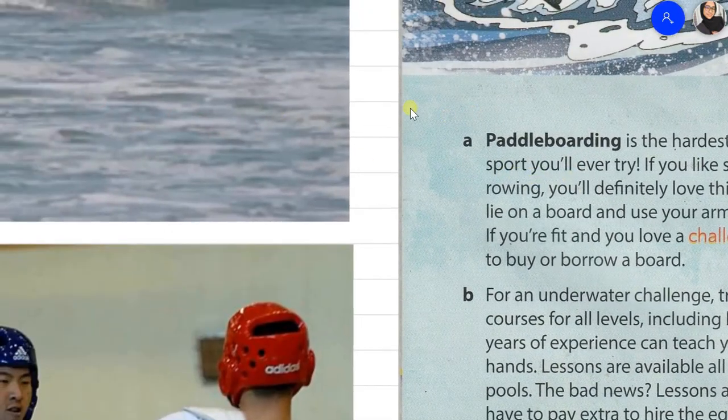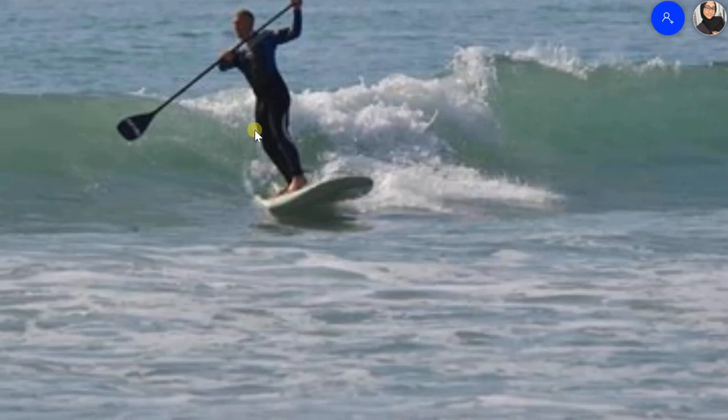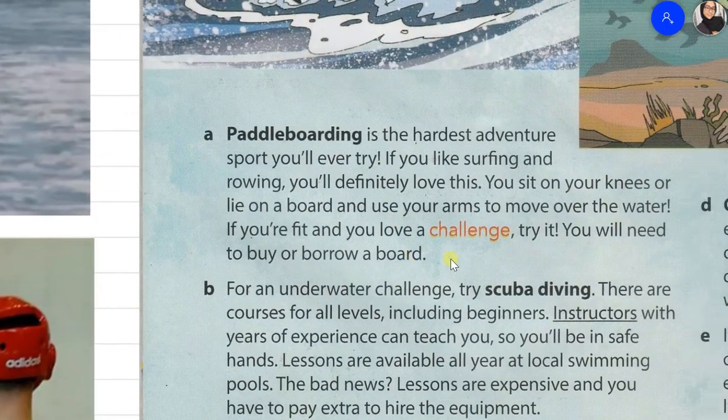So this is what paddleboarding looks like. You see there's a paddle there, and this is the surfing board. Probably you will have to paddle your way through the water. Okay, let's read the description.